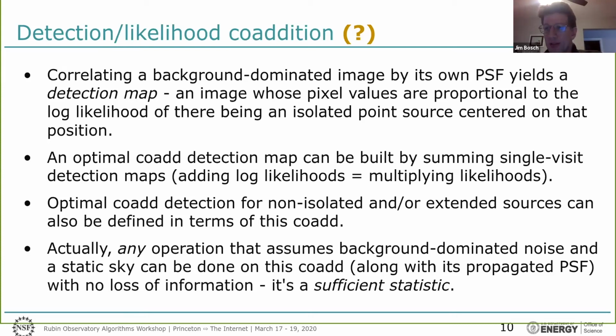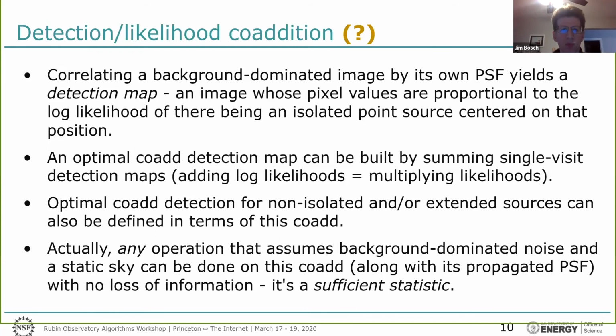It actually turns out that if you want to do something other than just detect isolated point sources, maybe detect non-isolated things because they're blended or extended sources, you can do everything you might want to do on that coadd as well, if you've propagated its PSF through too. And in fact, this is a piece of a larger result: any operation that assumes background dominated noise and a static sky can be done on that coadd with no loss of information. This detection map coadd is a sufficient statistic for the true sky.